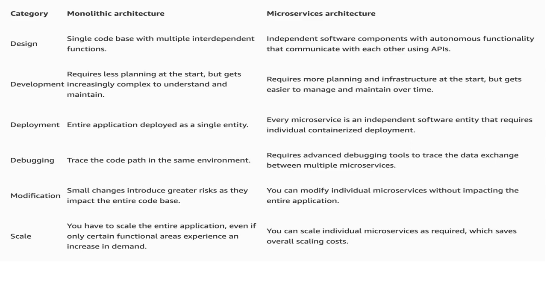Fifth, modification. In monolithic, small changes introduce greater risks as they impact the entire code base. But in microservices, you can modify individual microservices without impacting the entire application. Sixth, scale. In monolithic, we have to scale the entire application, even if only certain functional areas experience an increase in demand. But in microservices, you can scale individual microservices as required, which saves on overall scaling costs.